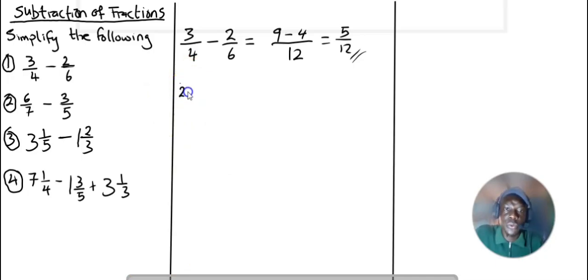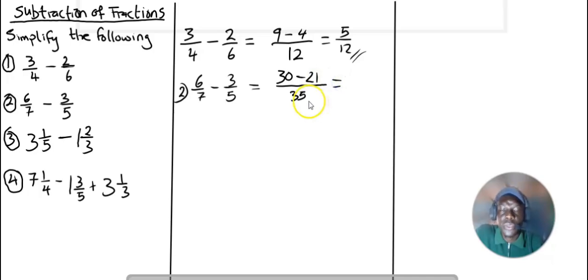For question number 2, we have 6/7 minus 3/5. The LCM of 7 and 5 is 35. 35 divided by 7 will give us 5. 5 times 6 will give us 30. You have 30. 5 in 35 will give us 7. 7 times 3 will give us 21. And this is equal to 30 minus 21, which will give us 9.